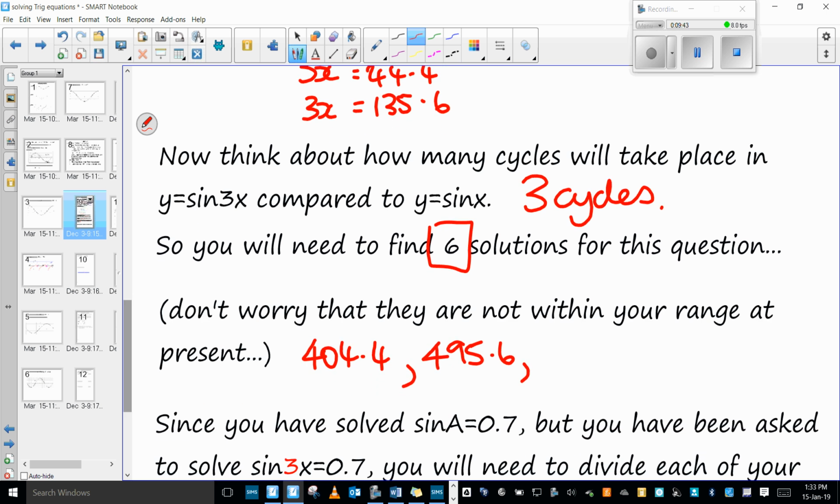664.4. Right, what's 404.4 plus 360? 764.4. Is it actually?